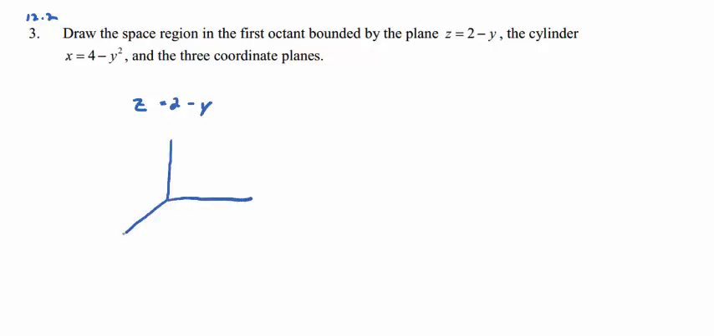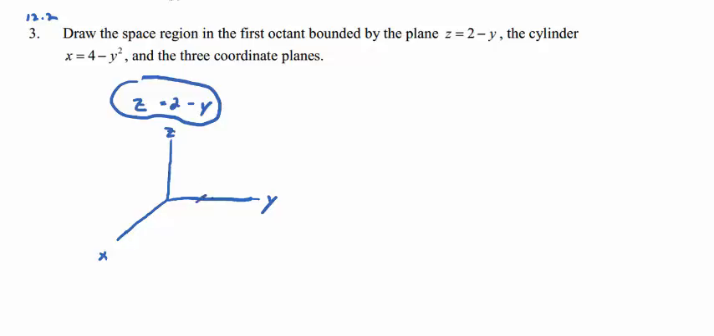So in the first octant, all we really need are the positive x, y, and z axes. I'm going to make this one coming out of the screen supposedly the positive x-axis, this axis positive y, and this axis z. And remember, if you want to graph z equals 2 minus y, all you need to do is graph the line z equals 2 minus y in the yz plane to start with anyway.